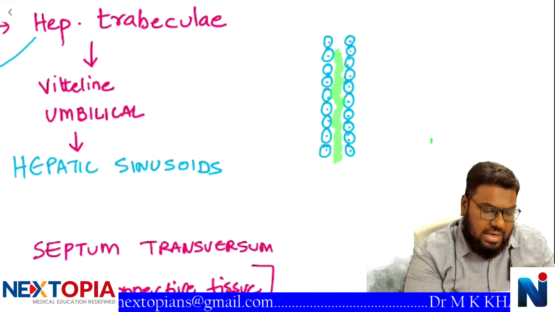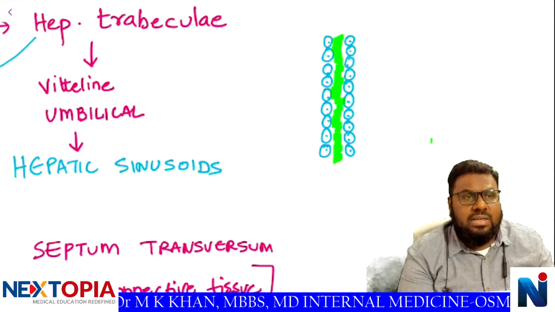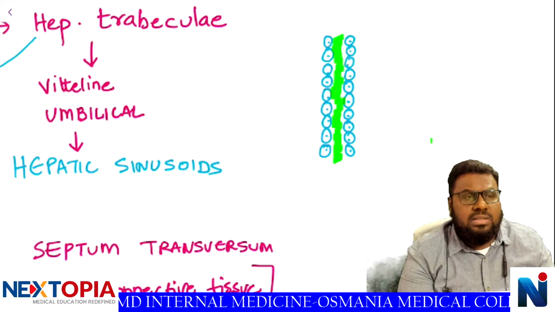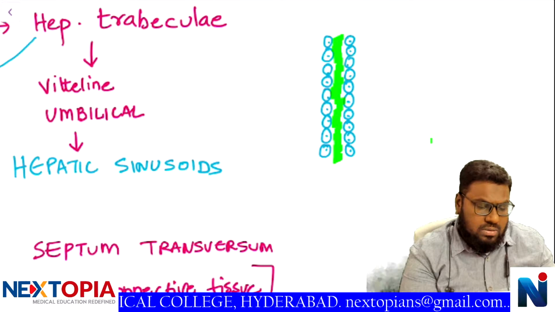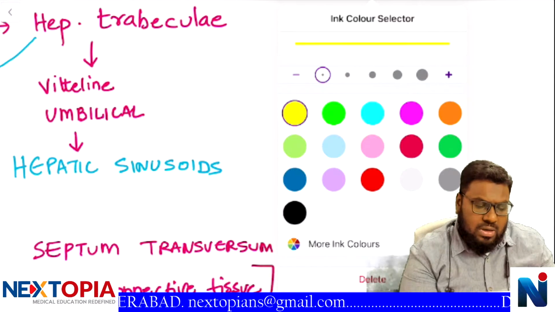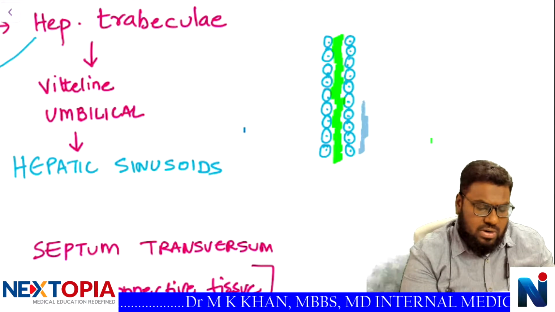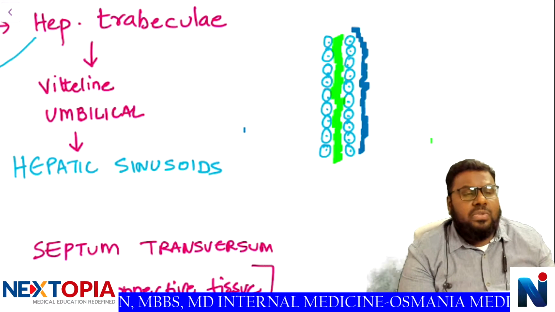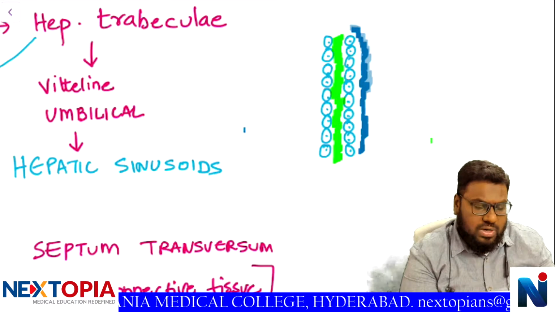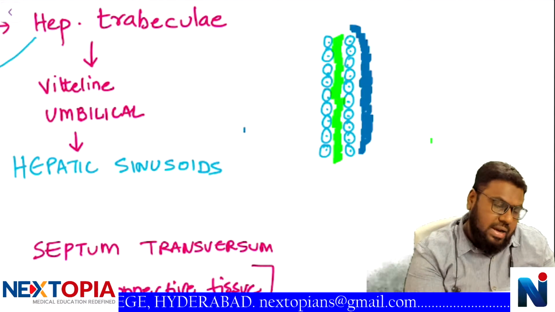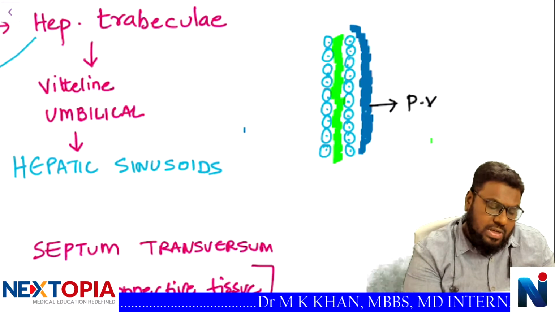This green area is the bile canaliculus, which is draining separately, and I'll draw it with a blue color. Yes, somewhere here we have got the central vein, the portal vein which is draining into the central vein. So this is the portal vein draining into the central vein, and I'll label it now.